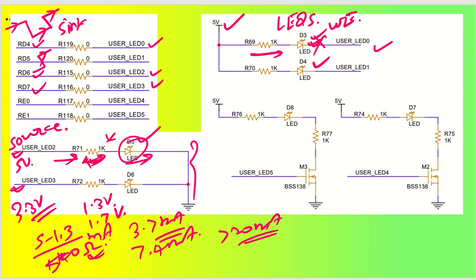So I have given a very brief idea about how to connect different LEDs for different voltage levels in one of my posts, so that you can see.